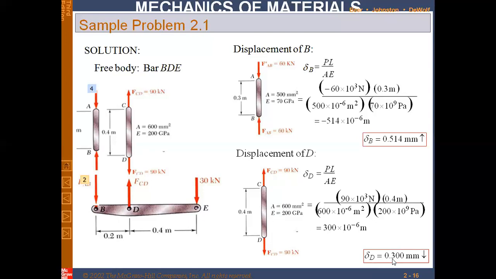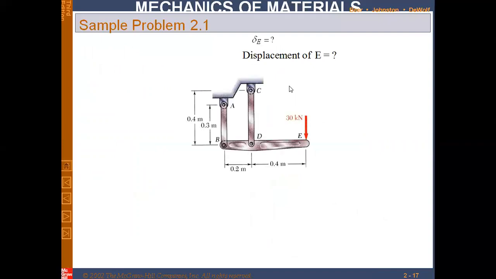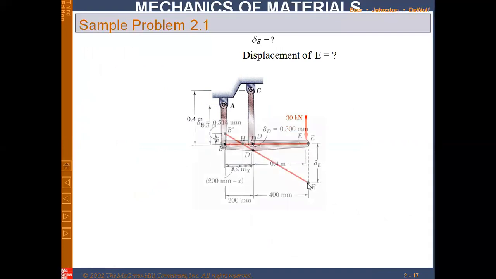So delta D is equal to 0.3 millimeter. Next we have to compute delta E, that is, the displacement of point E. So this is our actual problem. And as we discussed in the beginning, if we apply a load here, what would happen to the position of this link?